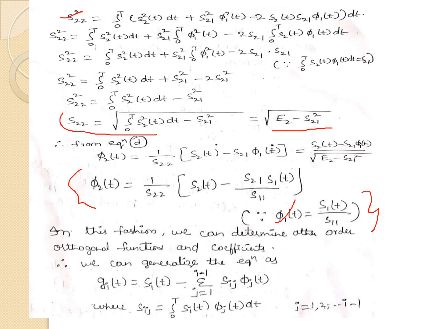In this fashion, we can determine the other orthogonal functions and coefficients using the same process. The rest of the orthonormal and orthogonal functions can be determined. So we can generalize the equation as gi of t is equal to Si of t minus summation j equal to 1 to i minus 1 Sij phi j of t. So here Sij is given as the integral of Si of t phi j of t dt, where j varies from 1 to i minus 1.